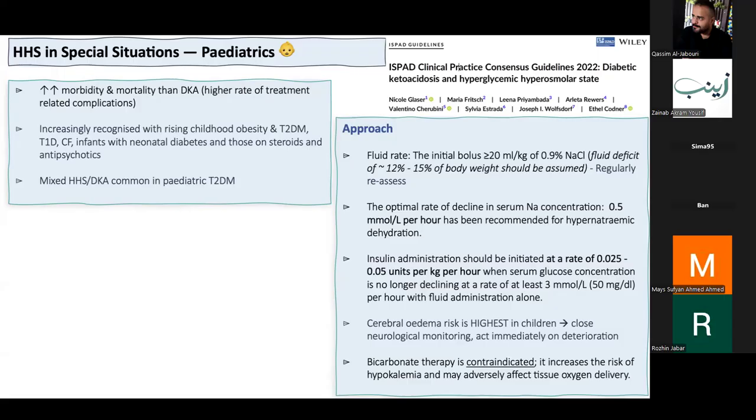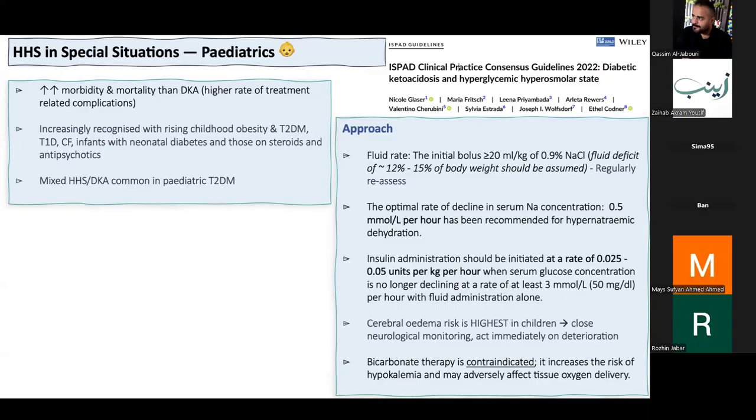And the aim in HHS in children is to slowly reduce osmolality, even slower compared to adult patients, because of the high sensitivity to and high risk of cerebral complications compared to adult patients. So we need to ensure that osmolality is not rapidly changing. So for the sodium concentration, the aim is to drop by 0.5 millimole per hour, and the sugar should not drop by more than 50 milligrams per deciliter per hour.